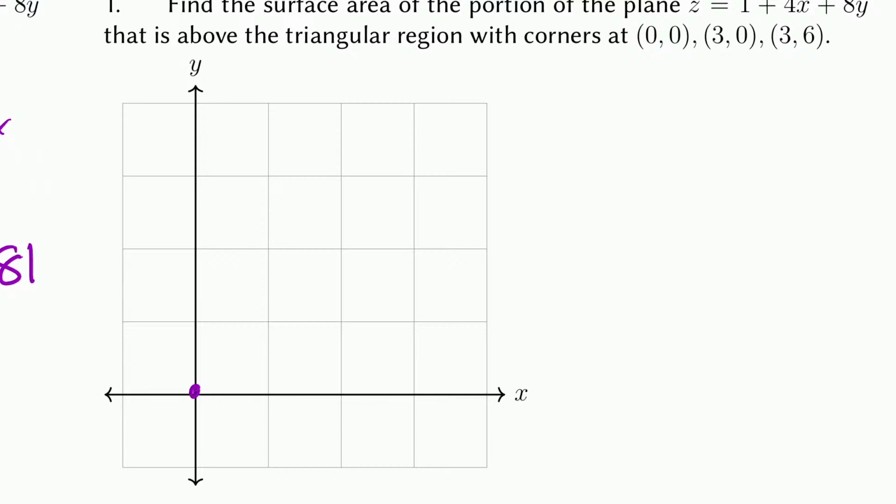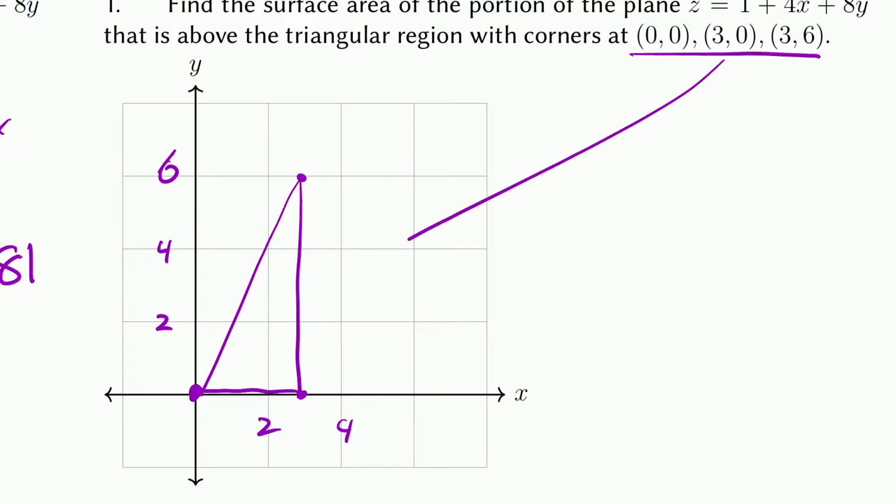So 0, 0. I had to count by twos, 2, 4, 6, and then 2, 4. So you have something like this. Oh no, that's not it either. Let me undo. Sorry about that. It's just because I'm rushing. There, is that better? So you've got those 3 points, very nice.